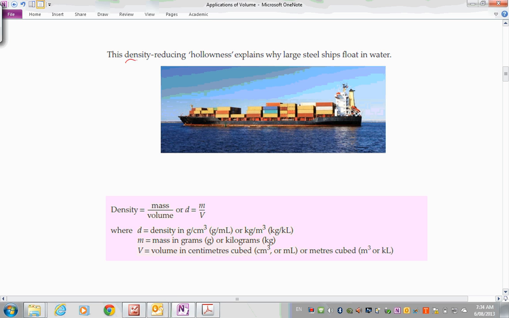The density reducing hollowness explains why large steel ships float in water. Why? Well, if you look at the overall volume, we're not just talking about that, we're talking about down here, underneath. Okay, the overall volume of that is large, but there's a lot of air in it. A lot of it is hollow. So the mass over volume is a rather small ratio. It's not that dense, okay, because there's so much in the volume, there's so much air or hollowness. And if something isn't that dense, why does it float?